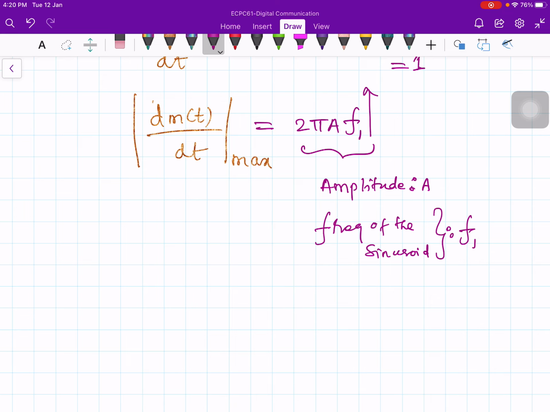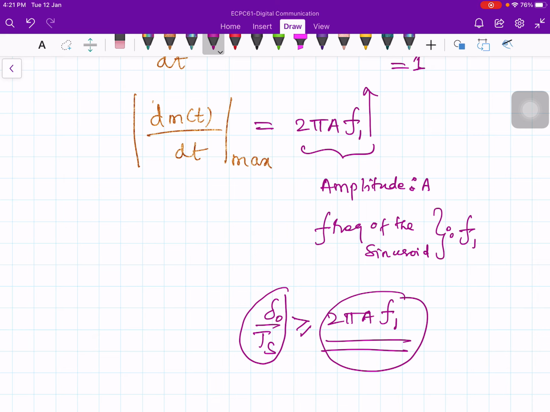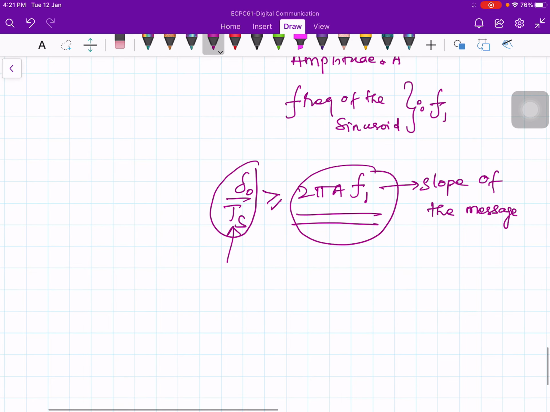Therefore, if you want to avoid the slope overload for a sinusoidal signal, what you have to do is make sure that the delta modulator that you design has a combination of step size and sampling interval such that delta by Ts is greater than or equal to 2 pi A f1. So design a delta modulator such that this slope must be greater than the slope of the signal. Slope overload distortion occurs when the slope of the message signal is larger than the slope of the staircase approximation. To overcome it, design the staircase slope to be greater than the slope of the message signal, in order to avoid the slope overload condition.